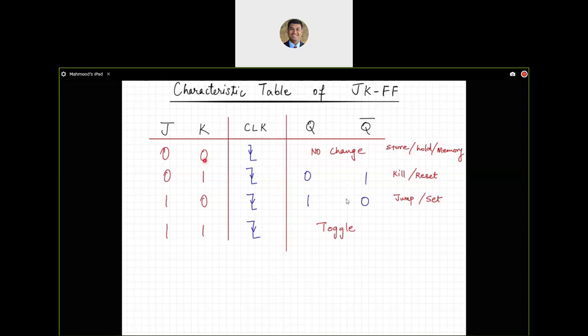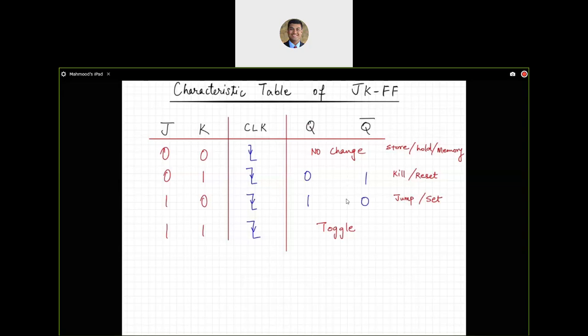When J and K are 0, 0, we are in the store state. When we have K as 1, that means we are killing or resetting the output to a 0. When we have J as 1, we are jumping or setting the output to a 1. And when we have J and K as 1, 1, then we are essentially going to toggle the output. So Q becomes Q complement, which means that whatever it was earlier is going to flip.